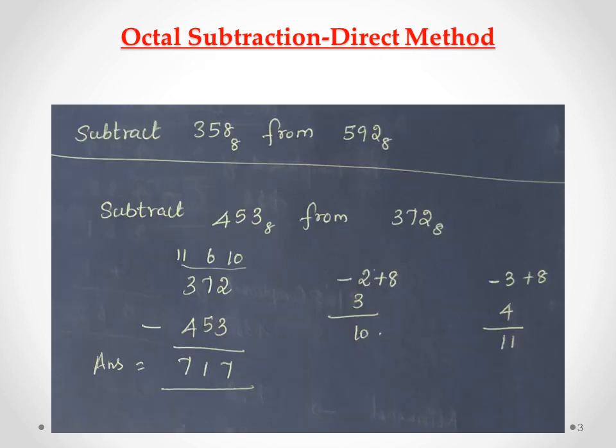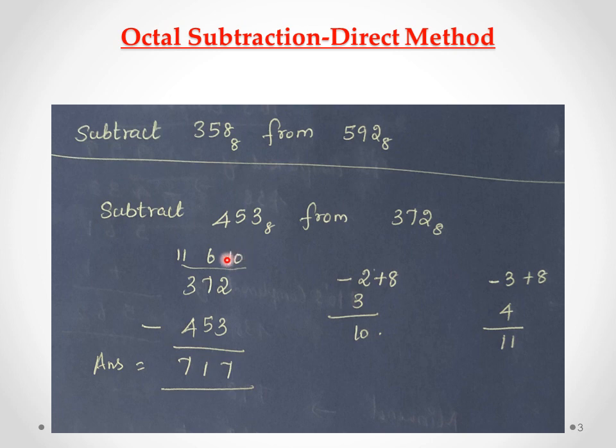Now let's see octal subtraction by direct method. That means we are not using the complement method. So subtract 358 from 592. So first 372 and 453 is written. Now I'm starting with the LSB positions. 2 minus 3. Here the minuend is smaller, so I'm going to get a carry from the higher order bit. So 7 is changed to 6, and now this position is changed to 10.